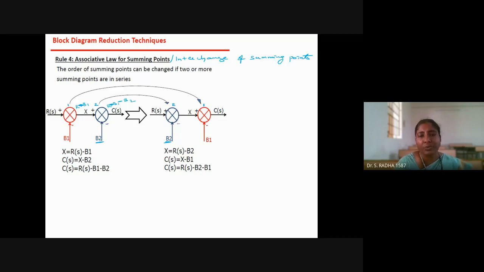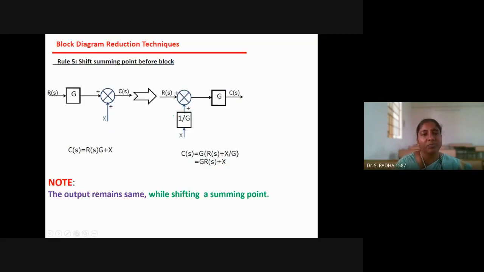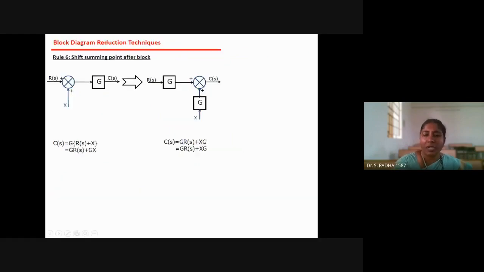If you put the second summing point first, here it will be R minus B2. After the red color summing point, it is R minus B2 minus B1. Both are the same, so the final C of S is the same. So we can interchange the summing points. This is the fourth rule. The fifth rule I will come back to a little later.